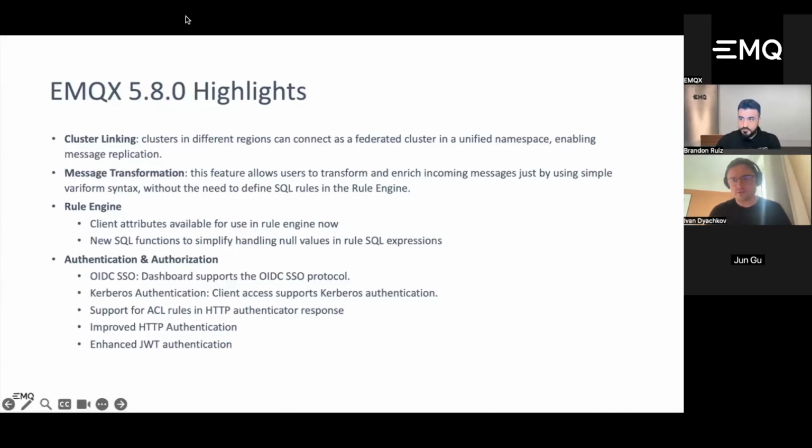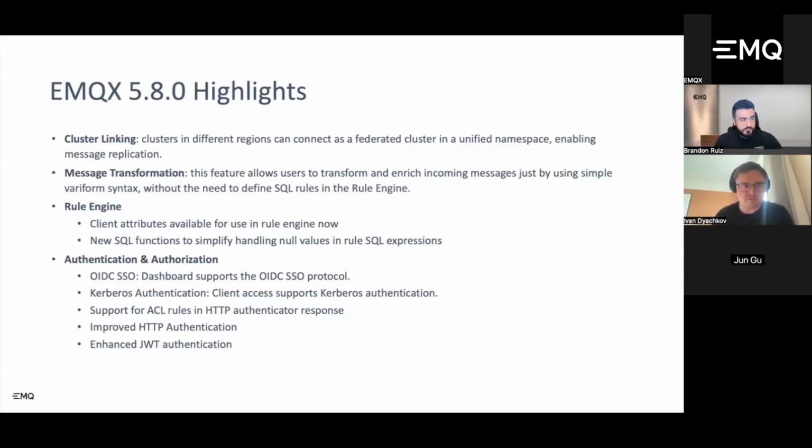Next is message transformation. Again, it's another way to make it easier to transform and enrich messages by using simple syntax. So you don't have to write SQL in a rule engine, and so it's a bit more convenient.